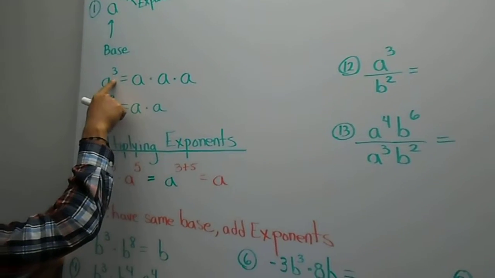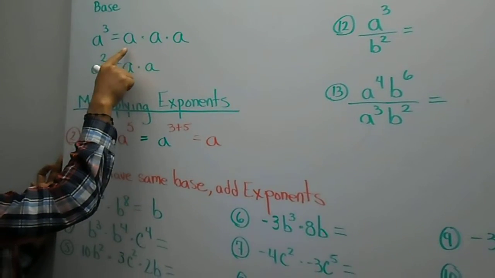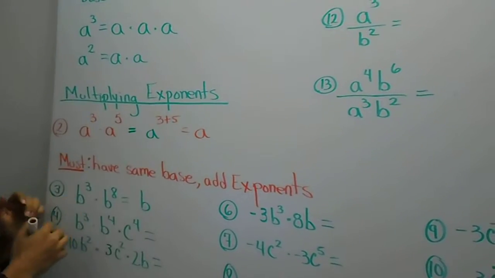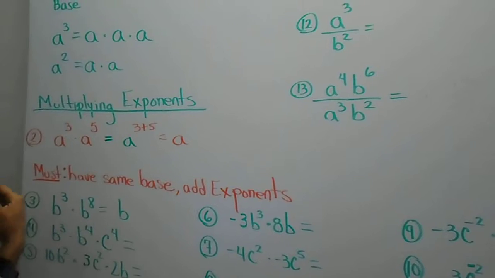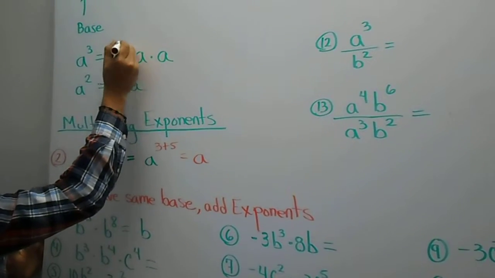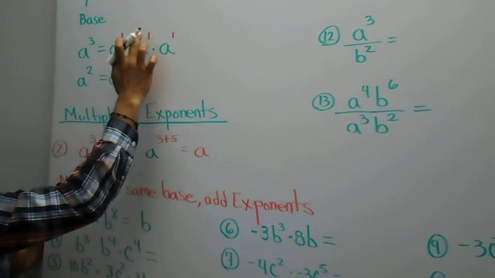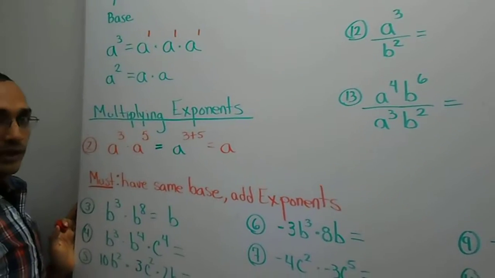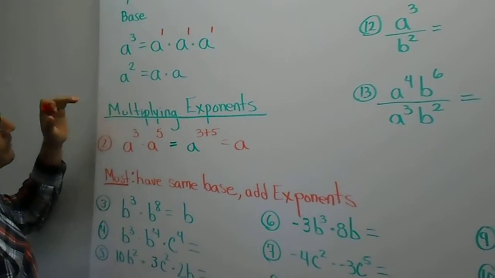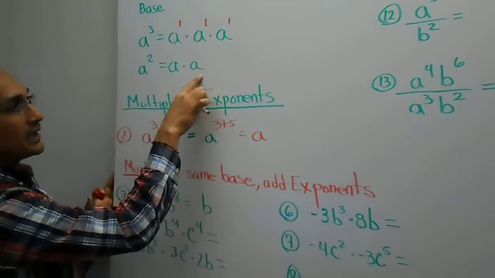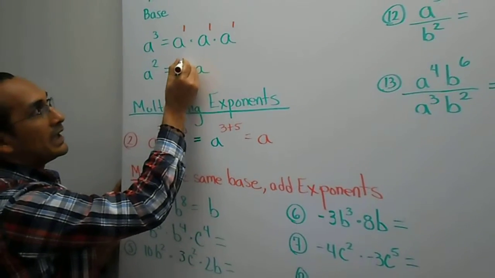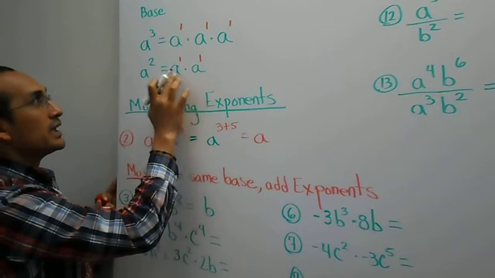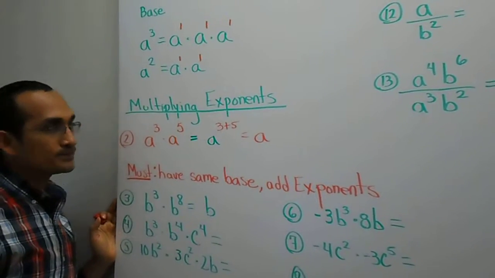Now we have a cubed. A cubed is the same thing as a times a times a. Notice that when you're multiplying, you need to add the exponents. So if you were to add 1 plus 1 plus 1, it gives you 3. Now, a squared can be broken into a times a. And you know it's a squared because if you have a to the first times a to the first, it gives you a to the second.